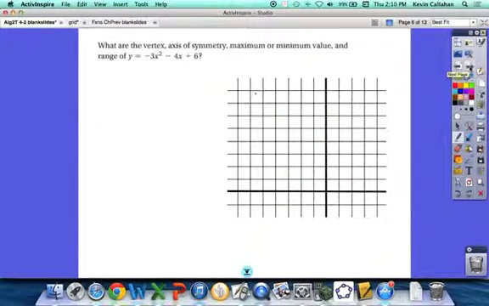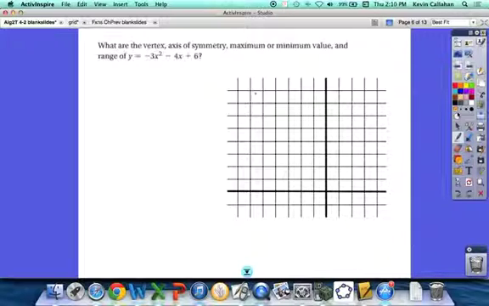Okay, the next set of problems is like this. Right? It says, what are the vertex and axis of symmetry? Is it a maximum or a minimum value? And then what is the range of the function? Okay, nowhere in there does it say sketch the graph. I put a grid on here because it would help me to sketch the graph to see what I'm looking at. Okay, and if you don't, then just be right.